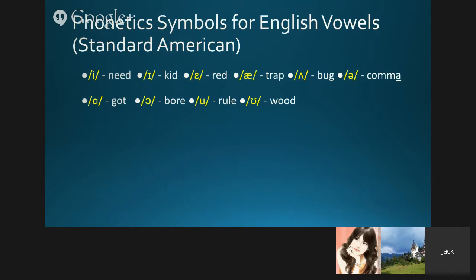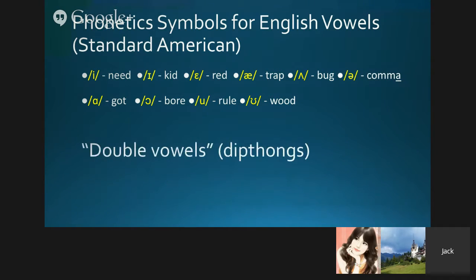This next one, that looks like a backwards C, is only ever seen before an R or an I in American English, and it sounds like bore or more. Then we have oo. This is the sound found in rule. And then we have this little funny looking U. This is the weak U sound in English, the oo of would, could, should. It's all that sound.